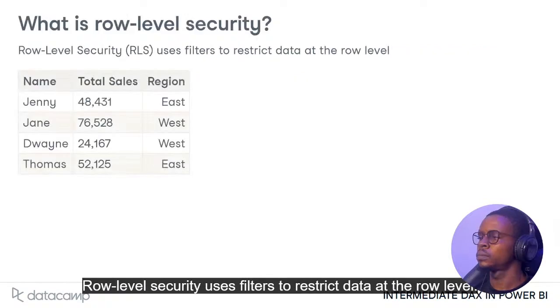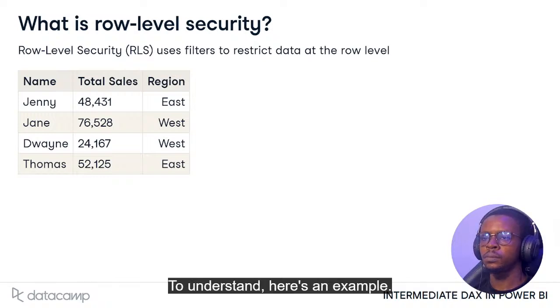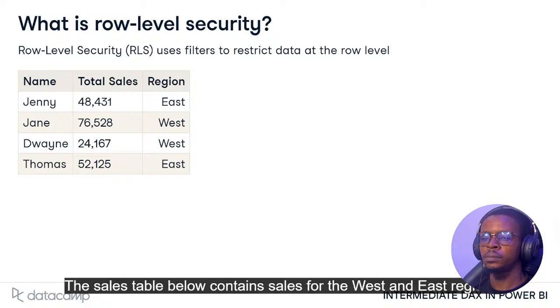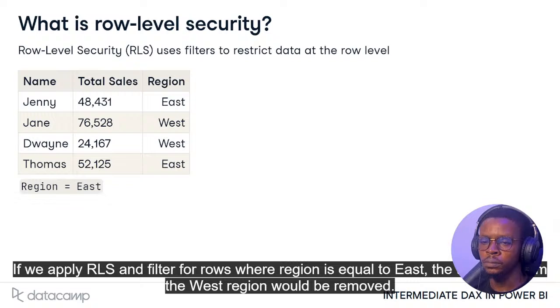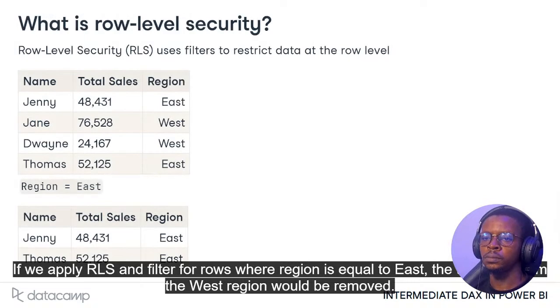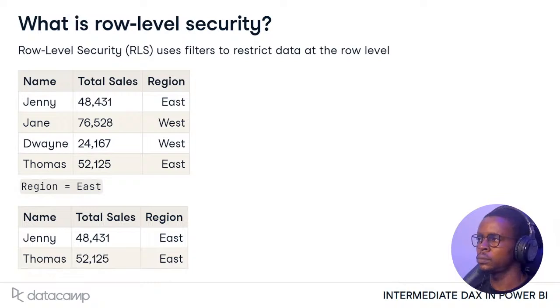Row level security uses filters to restrict data at the row level. To understand, here's an example. The sales table below contains sales for the West and East region. If we apply RLS and filter for rows where region is equal to East, the two rows from the West region would be removed.